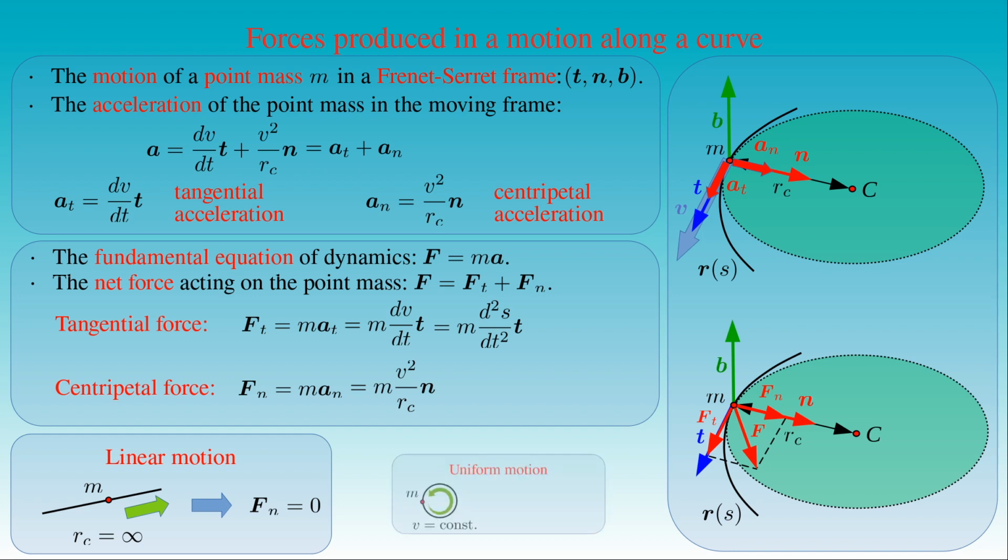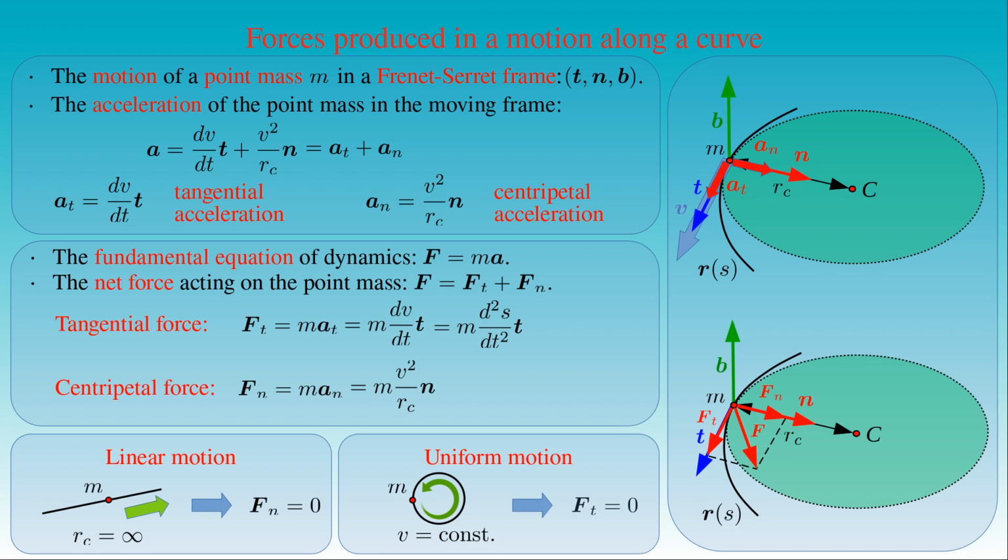In the case of uniform motion, where the speed of the body is constant, the tangential component of the force acting on the body vanishes, and only the centripetal force will accelerate the body, keeping it on a circular trajectory.